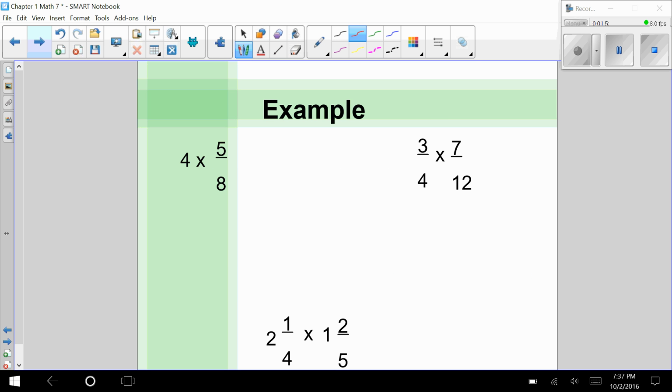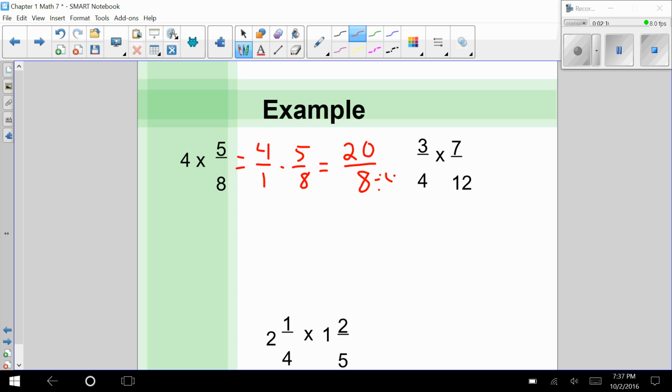Here are some examples. Let's look at 4 times 5/8 first. We're going to change the 4 into 4/1. This is the whole number times a fraction. Times 5/8. We multiply our numerators, which gives us 20. We multiply our denominators, which gives us 8.